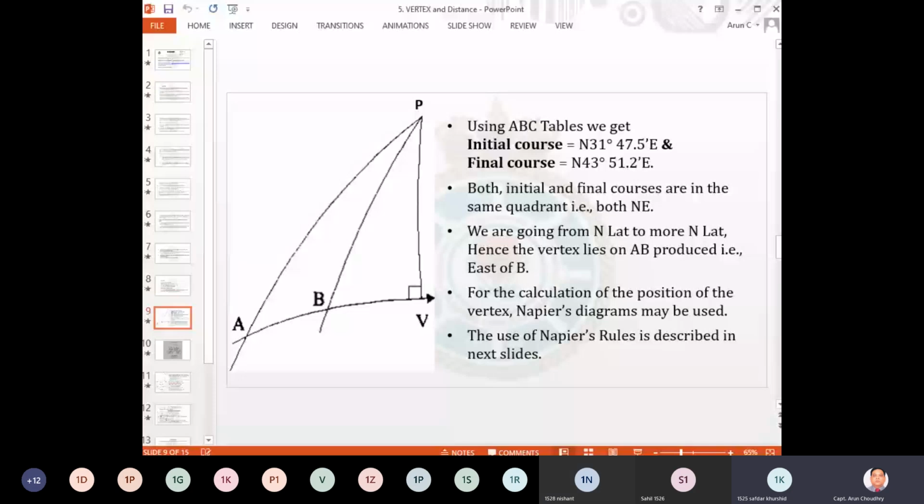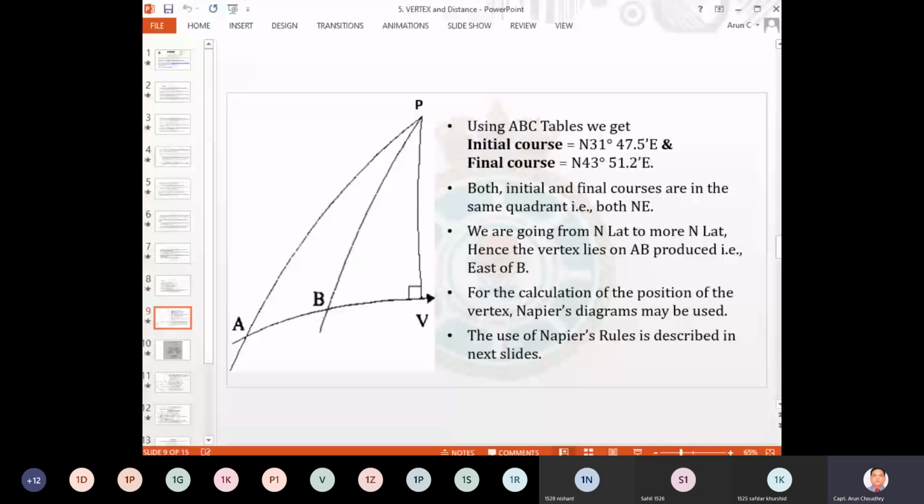Done, sir. Okay, good. What about other people? Has everybody finished making the Napier's diagram? Just put Y or N in your chat. So I know everybody is finished. Vishal says yes, Sahil, Shubham, Sandesh.